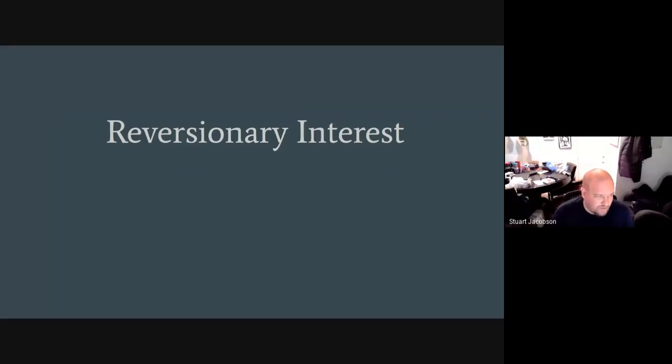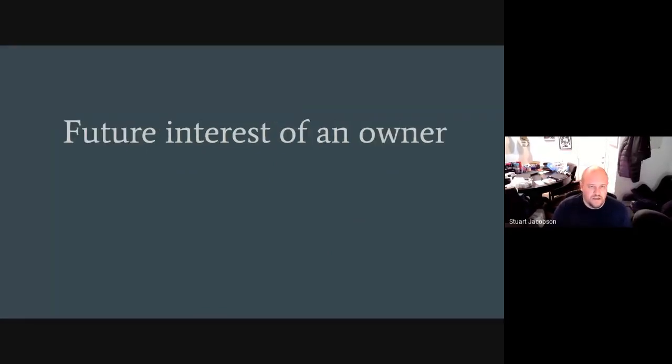Reversionary interest. Future interest of an owner. In that example, I give a life estate to my aunt based on the life of my grandparents. Grandparents pass away, it reverts back to me. I have reversionary interest. So it's the same thing. It's kind of like a remainder man, but reversionary interest goes back to the owner. A remainder man is someone who holds future interest and is a third party, not the owner.